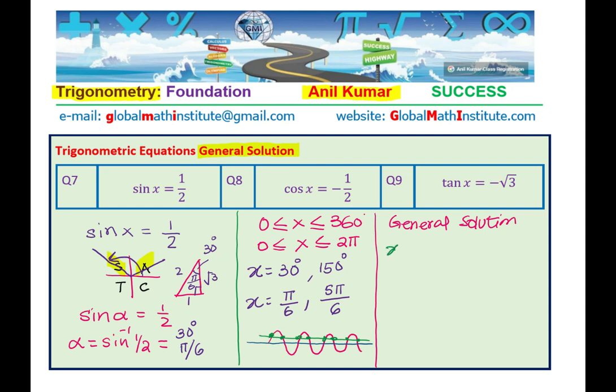So x equals to 30 degrees plus 360 degrees, correct? Or 150 plus 360 and every 360, right? So 360n, you get the whole idea. 360n. The other one is 150 degrees plus 360n. So these two become your general solution in the given situation, correct?